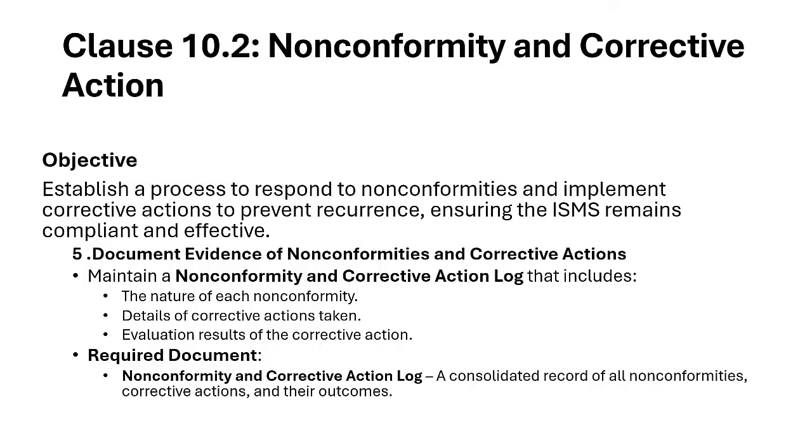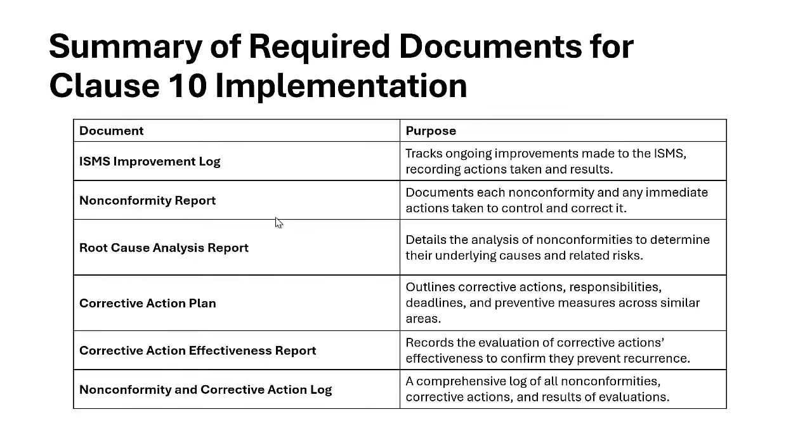Give me a second. Yeah. So we need an ISMS improvement log, which tracks the ongoing improvement. We need a non-conformity report. We need a root cause analysis report. It's up to you, you can have both reports in one. Okay, that is possible. Then the corrective action plan. Then the corrective action effectiveness report, how effective is that? And then the final non-conformity corrective action log.